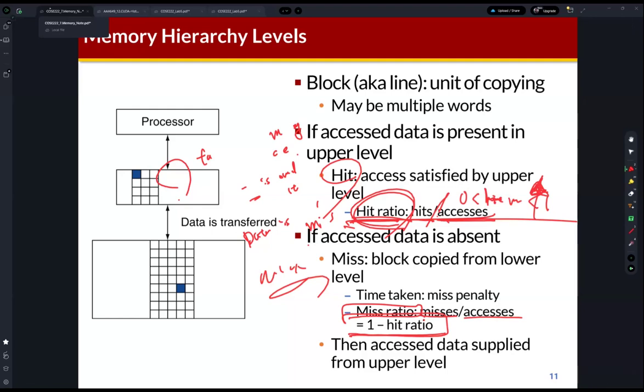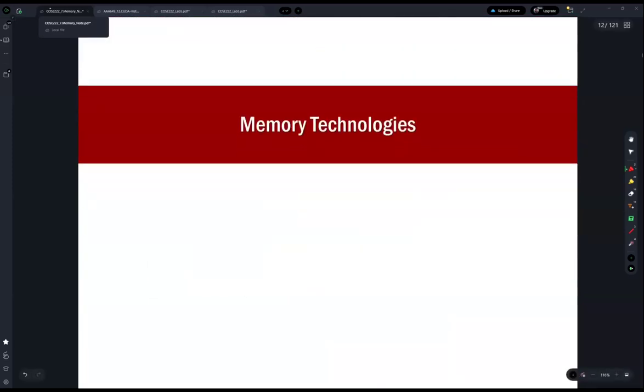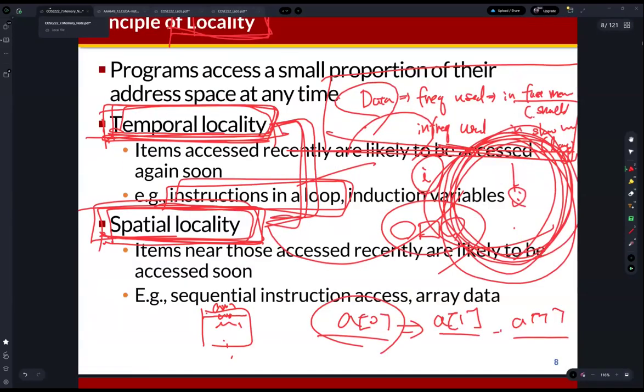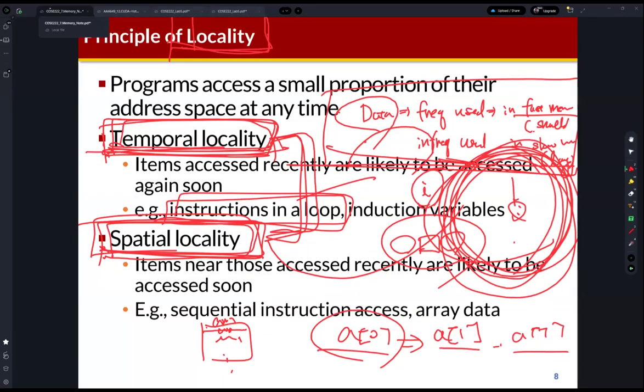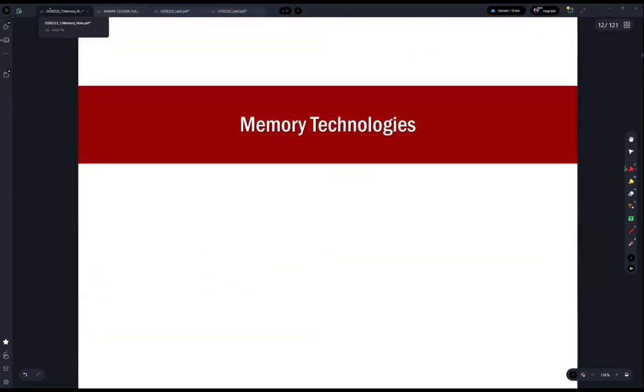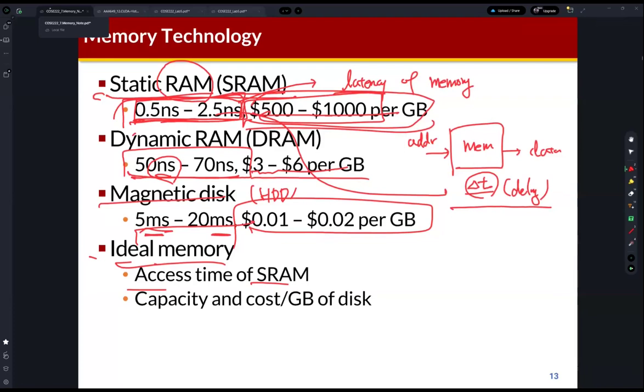I also mentioned that if the hit ratio is high, then the performance can be improved. Usually improved, not always. So this is the idea of memory hierarchy. Also, this is important: you need to understand the two types of data locality. We learned about temporal locality and spatial locality, and because of this locality, we can apply the memory hierarchy.